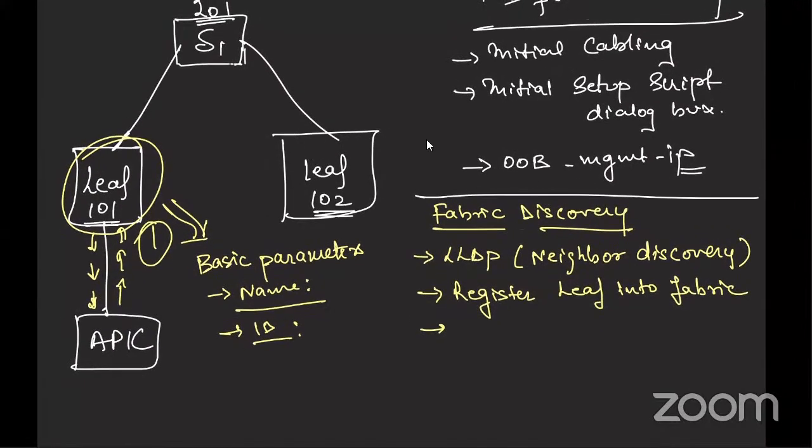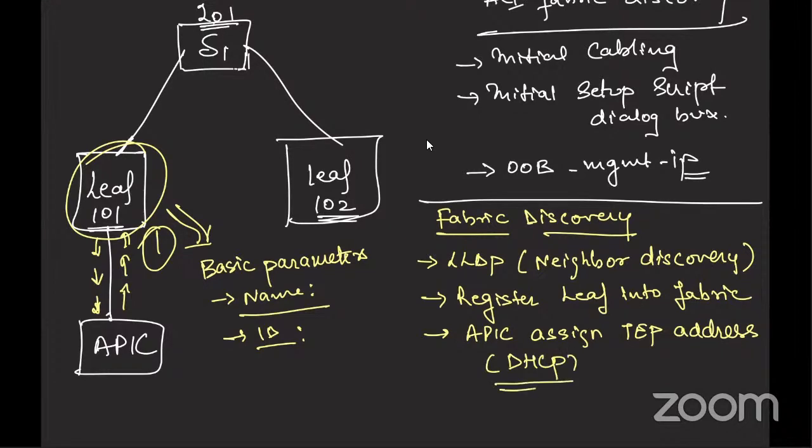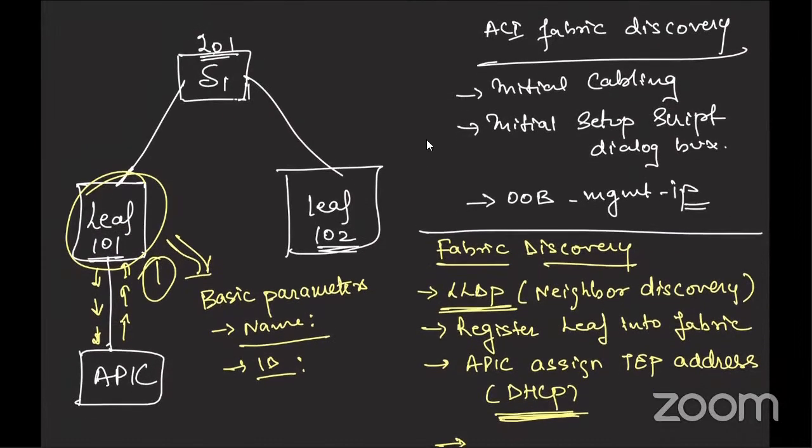After that is done, ACI is going to assign the TEP address from the pool that we gave. What pool range did we give? 10.0.0.0/16 in our environment. So it is going to assign the TEP address via DHCP. So two protocols run: one is LLDP, the next one is DHCP. After that, if you have any previous configuration, it is going to push it; otherwise, it is going to pass the control over to the other one.